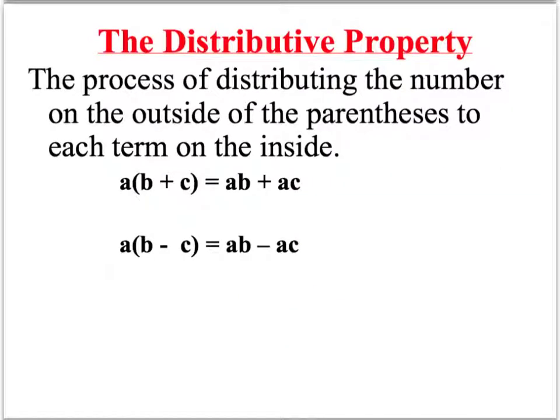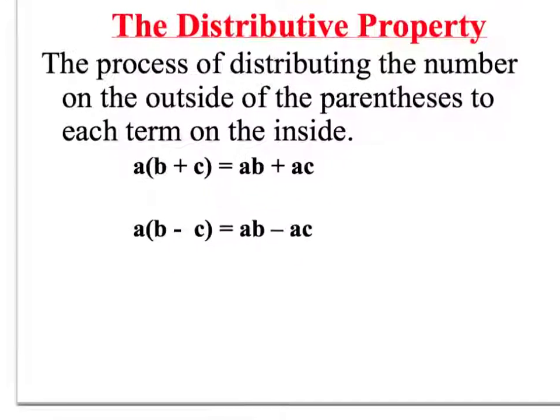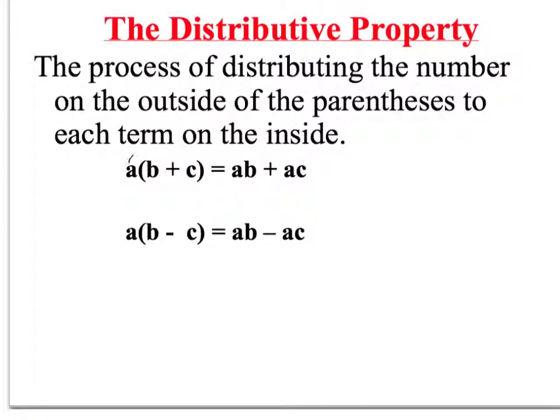The distributive property is the process of distributing the number on the outside of the parentheses to each term on the inside. For example, here we have A on the outside. So A times B, which is right here. The plus sign stays the same, A times C. Here it's the same thing. We have A on the outside distributed to B, A times B, the minus sign stays the same, and A times C is here.